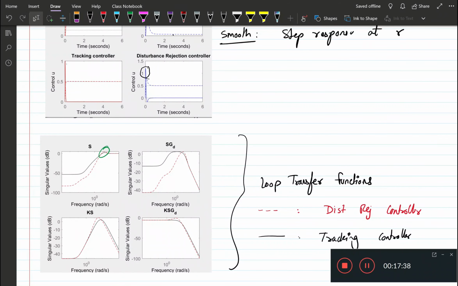So one thing that you observe is that here you see a higher peak for the disturbance rejection controller, whereas the peak is lower for the tracking controller.